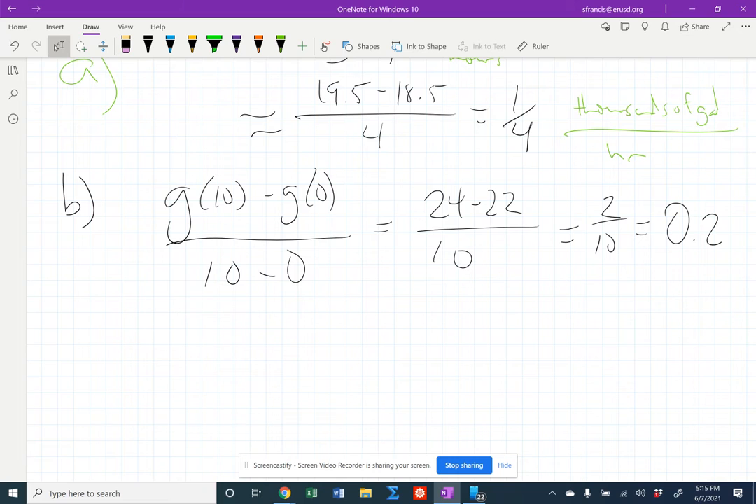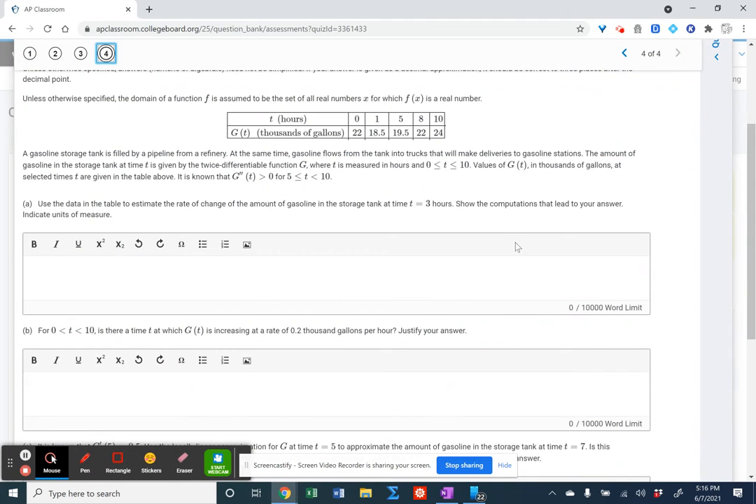So now we just got to make the MVT argument. And so what do we need to demonstrate the Mean Value Theorem? We need the function to be continuous on the closed interval, differentiable on the open, and then all the rest of it. So let's go back up to the prompt. I'm sorry, I walked away, but still I'm talking you through this. Going back to the prompt for a moment, we know that the amount of gas is given by a twice differentiable function g, between 0 and 10.